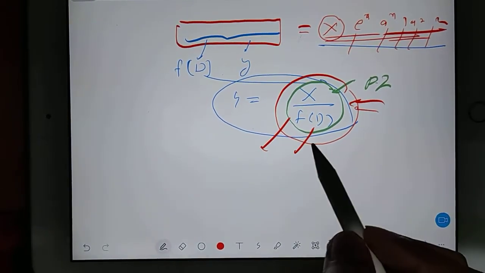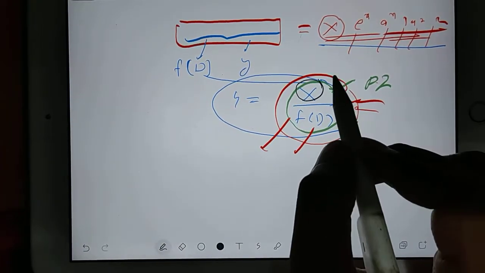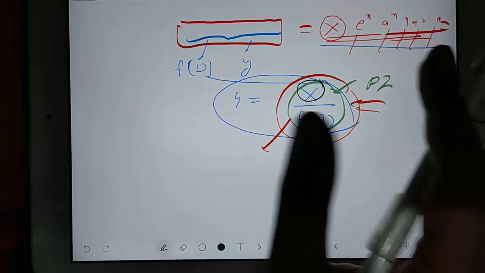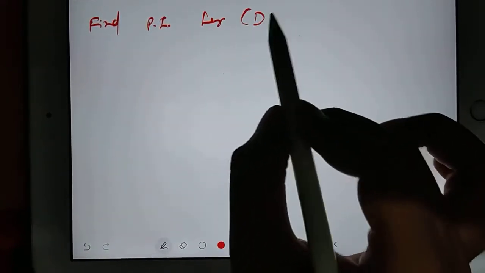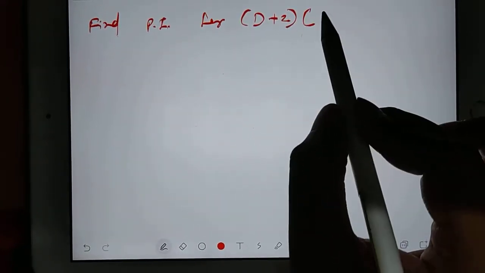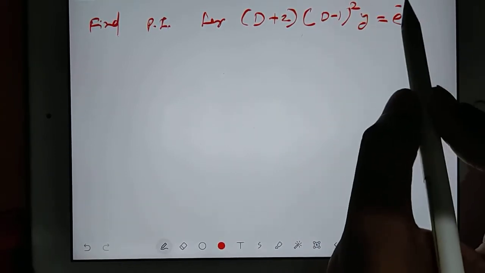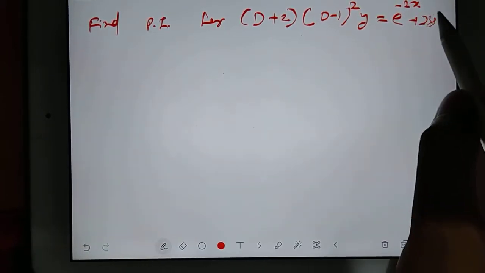We have to deal with this. When dealing with this, we have cases about this x. The first case I took was e power x. Now I will take one more example. I will change the page. Take one very good example. Find PI for (D + 2)(D - 1)^2 y = e power -2x + 2 sinh x.